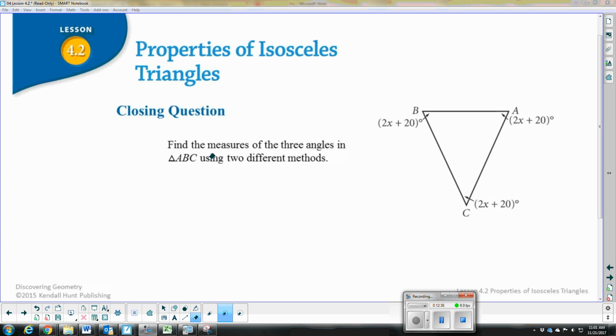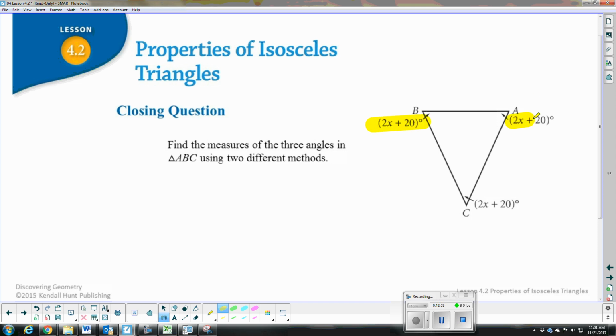So looking at this last closing question, it says find the measures of the three angles in ABC using two different methods. There are two different ways you can do this. One I think is simpler than the other, but we'll look at both ways.